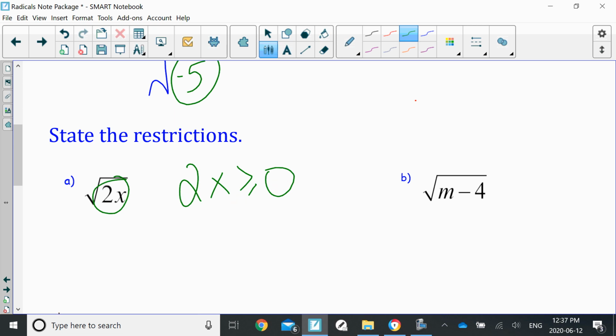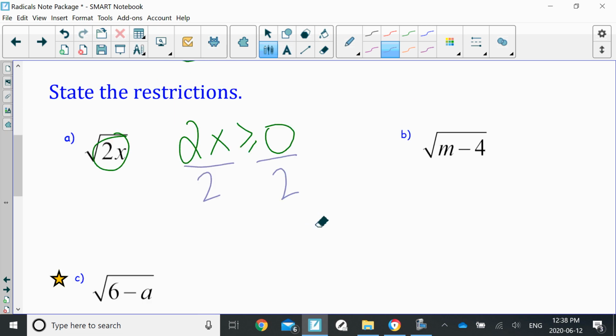So I would divide this side by 2 and this side by 2, and the restriction is x is greater than or equal to 0. So x could be any number bigger than 0, and it would satisfy this restriction. So for example, if I said x is 2, which satisfies x is greater than or equal to 0, 2 times 2 is 4, we could take the square root of 4.